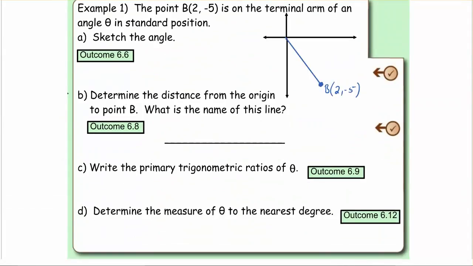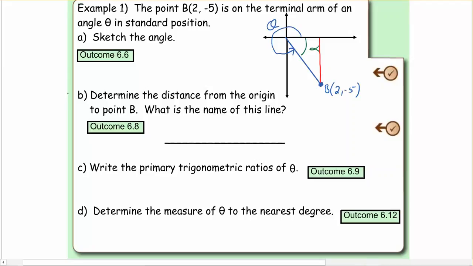All right, this one says the point B at (2, -5) is on the terminal arm of an angle theta in standard position. So what it's saying is it wants this angle. It says sketch the angle. So what we've got to do first is figure out what this angle actually is. There's two ways of thinking about the angle. There's the angle theta, the rotation angle going right, or there's the reference angle alpha coming from this side. It's going to be easiest if we draw a triangle.